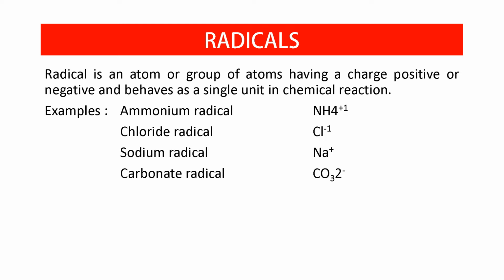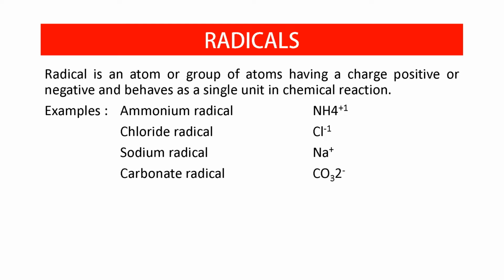Radical is an atom or group of atoms having a positive or negative charge and behaving as a single unit. Simply, we can understand a radical as an atom or group of atoms having positive or negative charge that behaves as a single unit in a chemical reaction. For example, ammonium radical NH4 plus 1 is a positive radical.